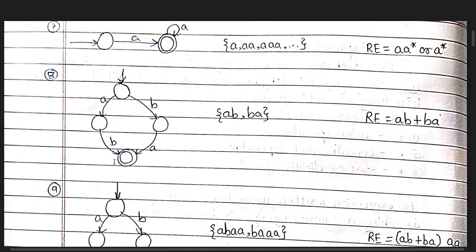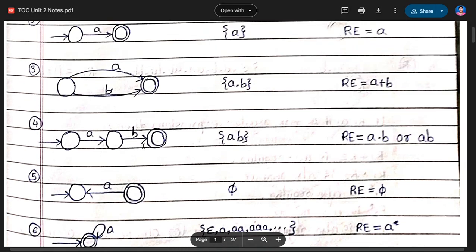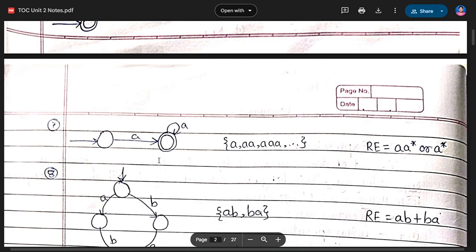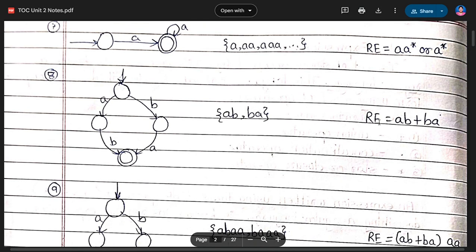AB in the concatenation form, and from here it's BA. Okay, AB and BA. Now we have seen that whenever two forms, A and B, are just getting here in the final state, it's AB plus BA, correct? So we write the regular expression as AB plus BA.